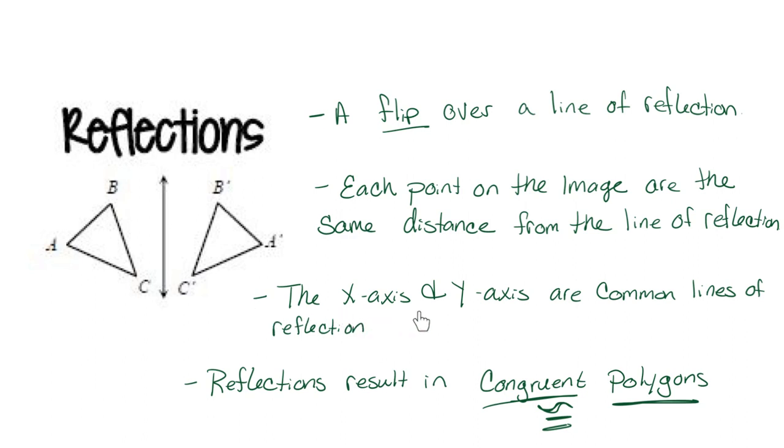The X and the Y axis are common lines of reflection. So normally we'll flip something over the X axis or the Y axis. And reflections result in congruent polygons. So this shape, when it flips over this line, is still the exact same size, has the same measurements, has the same side lengths. They are congruent, same measurement.